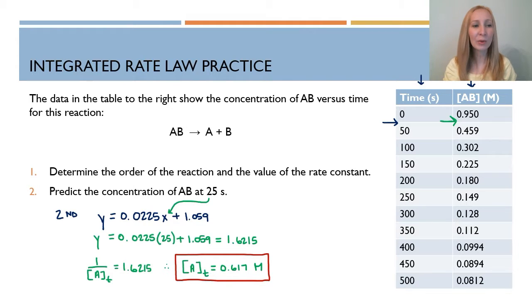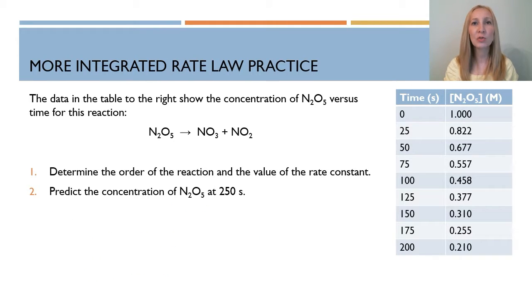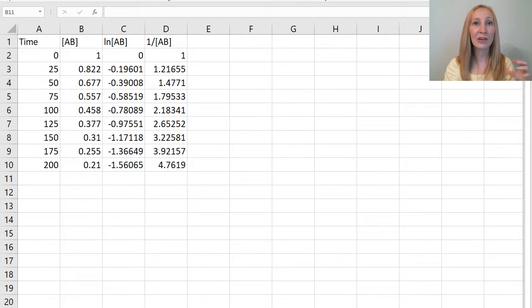And again, the rate constant is 0.0225. Another practice question. The data in the table to the right show the concentration of N2O5 versus time for another decomposition reaction. We're starting at time 0 and ending at 200, and we need to predict the concentration at 250 seconds.